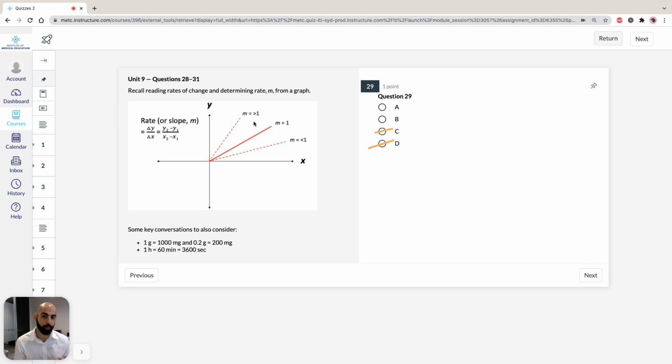You know straight away that the heat lost has to be less than the heat produced in the thorax. So it can't be equal. If it was equal, then the gradient would equal 1, but the gradient here clearly doesn't equal 1. You can do the change in y over change in x to find the rate, but you can just eyeball it and see straight away. So the answer for 29 has to be B.